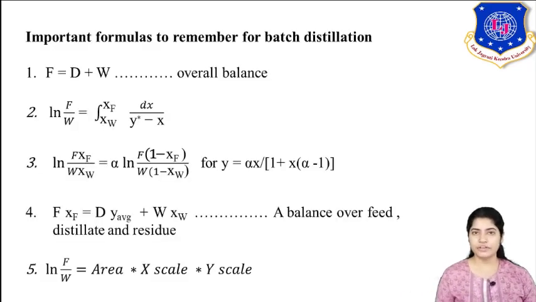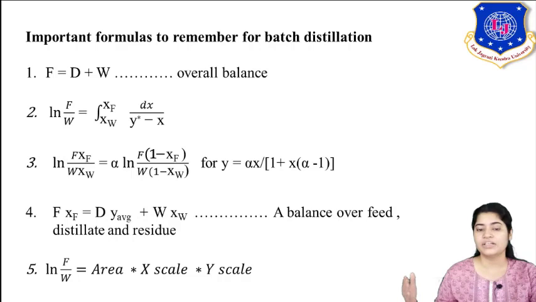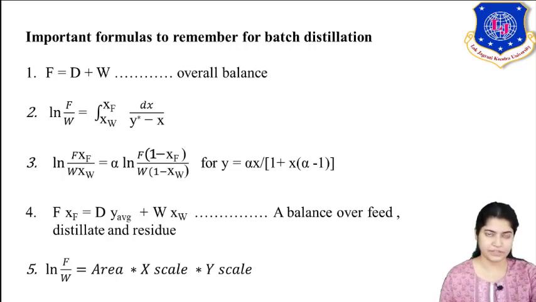Now, moving forward, the second kind of question that can be asked as part of distillation is batch distillation. For batch distillation, you must be very clear with these 5 equations. Your first is the overall balance, the simplest form: feed is equal to distillate obtained plus residue.